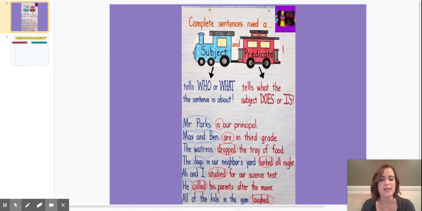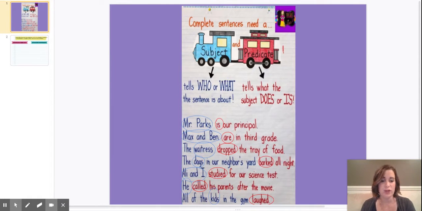So a subject is the part of the sentence that tells who or what the sentence is about. It is the noun of the sentence. The predicate tells what the subject does or is. So that's like the verb of the sentence. Every sentence needs both of them put together, with capitalization at the beginning and punctuation at the end.